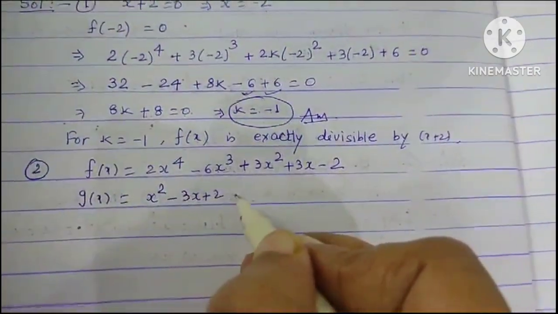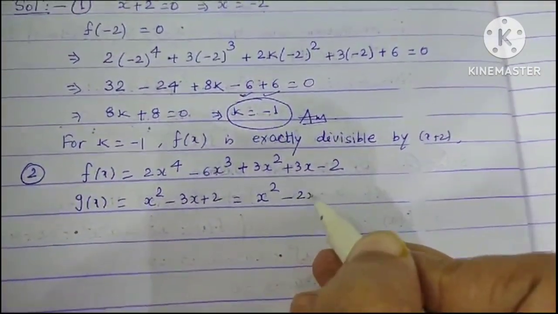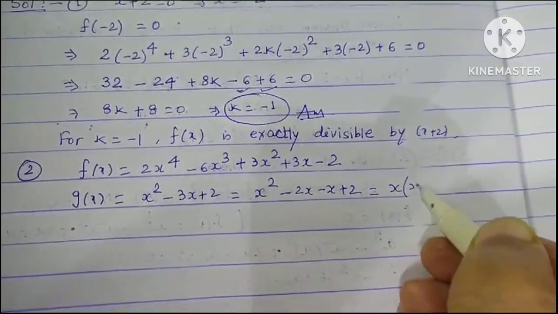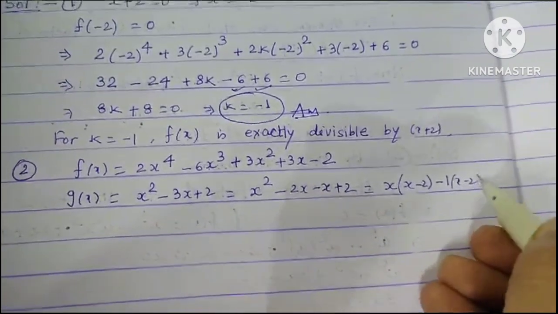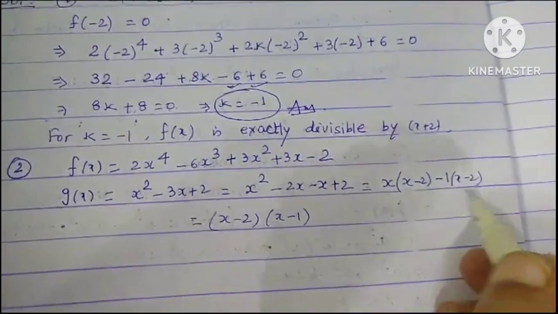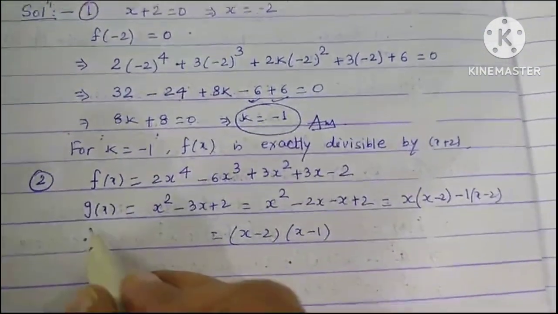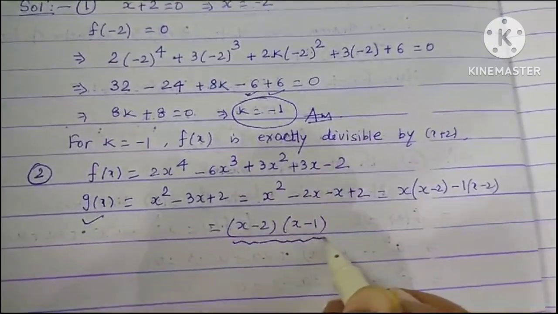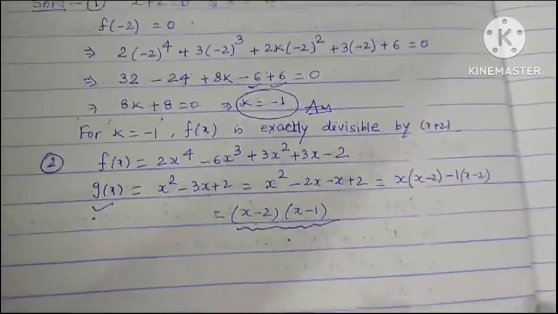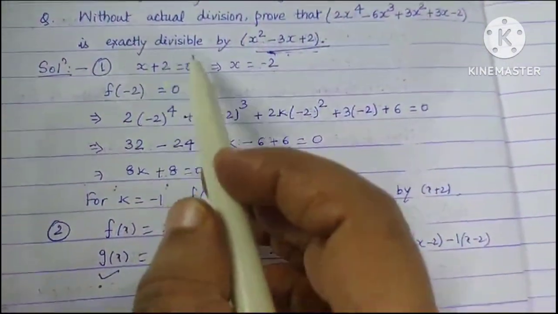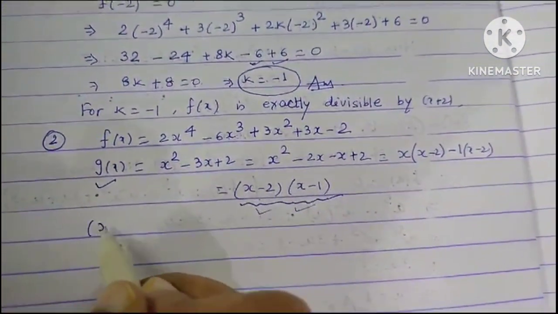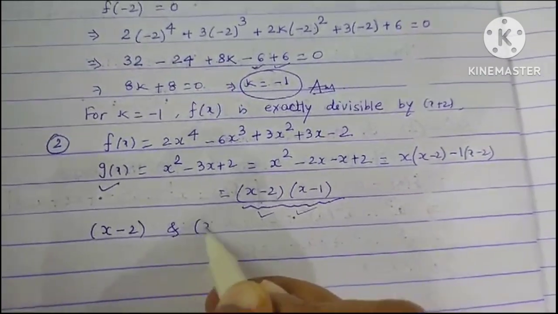So when you factorize this, it will come out like this: x^2 minus 2x minus x plus 2, that is equal to x(x minus 2) minus 1(x minus 2), that is equal to (x minus 2)(x minus 1). So basically this g(x) is a combination of these two factors, x minus 2 and x minus 1. So now our question becomes: exactly divisible by this means it should be exactly divisible by x minus 2 and x minus 1 also.